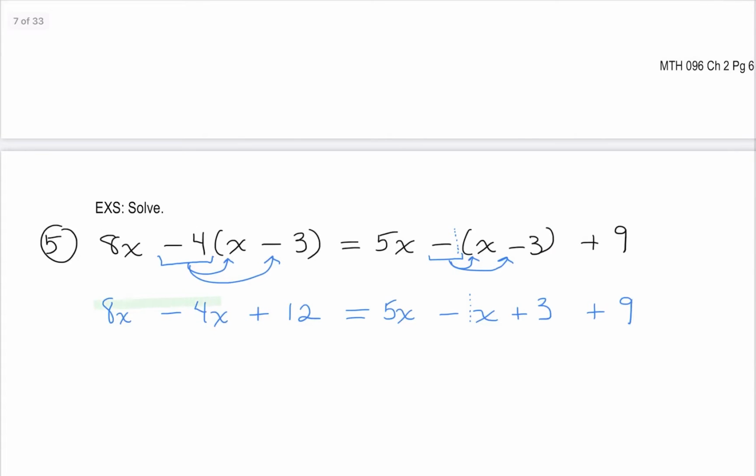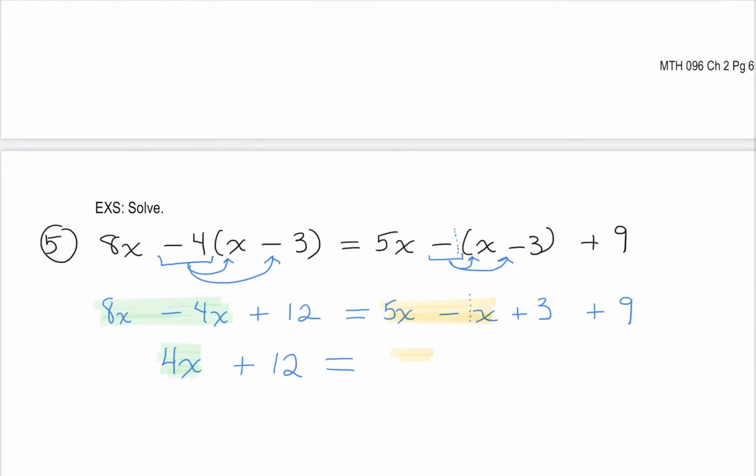So on the left-hand side, just like in 2.1, we continue to simplify, and we get it down here to 8x minus 4x is going to be 4x when we combine those like terms. So those were my like terms being combined there. So 4x plus 12. On the right-hand side, looking at my like terms, I again have some x terms there. So I have a 5x and a minus 1x.